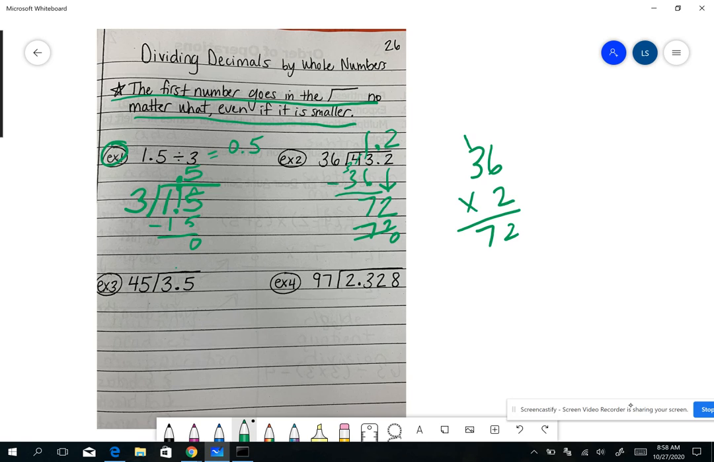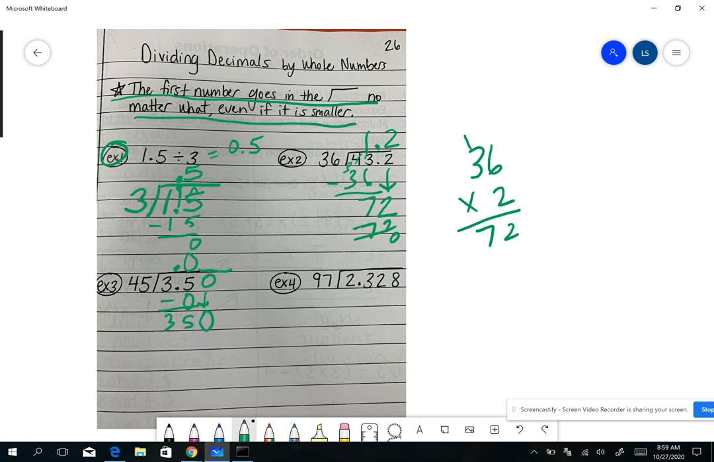All right, example number 3. Bring your decimal point straight up. Now kind of forget about it. Can 45 go into 3? No. Can 45 go into 35? It goes in 0 times. 0 times 45 is 0. Subtract, we get 35. Now I have to add a 0 here to my dividend and bring that down, because we can't have a remainder of 35 with decimals.